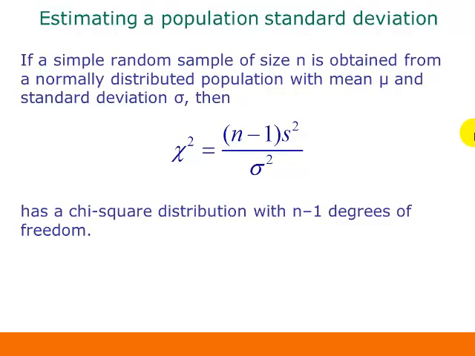If a simple random sample of size n is obtained from a normally distributed population with mean mu and standard deviation sigma, then chi-squared equals n minus 1 times s squared divided by sigma squared. So in this situation, the chi-squared right here is our statistic that comes from our sample. And this has a chi-square distribution with n-1 degrees of freedom.